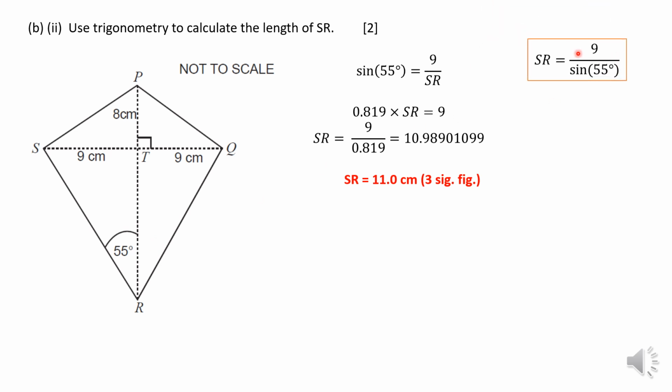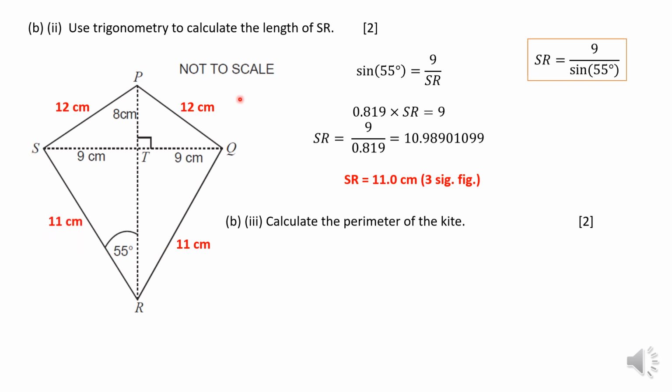Alternatively, you can just say 9 divided by the sine of 55. You should still get an answer that is 11.0 correct to 3 significant figures. This question is very interesting because they're asking you to calculate the perimeter, so I bring in those missing values here. This is 12 centimeters, this is also 12 centimeters. All right, this is 11 and this is 11.